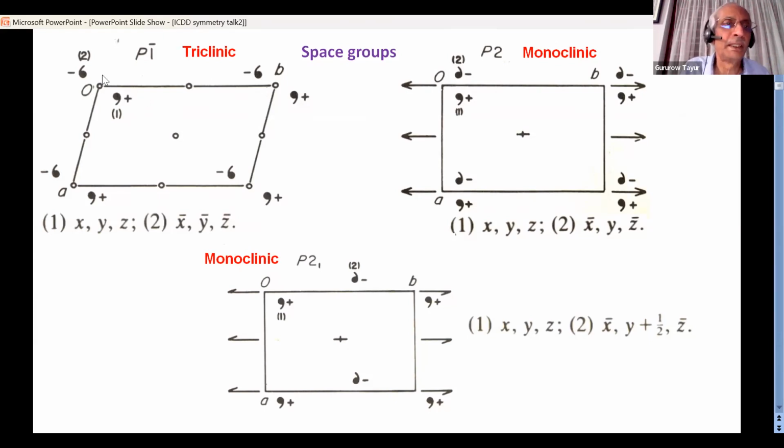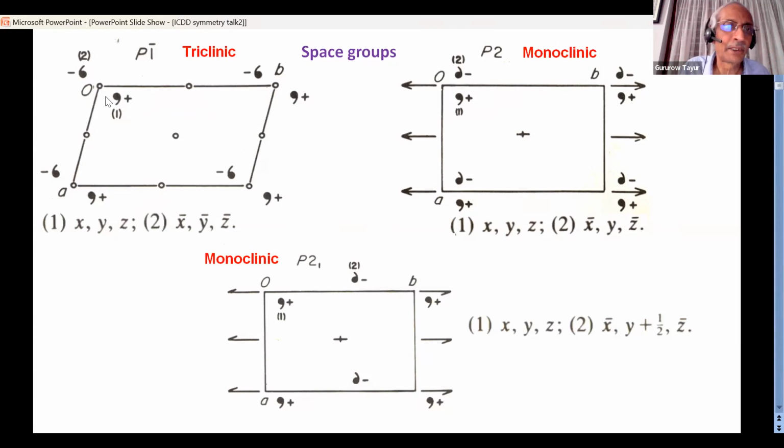So we therefore see that there is an equivalent point, there is a center of symmetry at 0, 0, 0. An additional center of symmetry gets created here. Likewise, additional centers of symmetry get created along this: half, 0, 0; 0, half, 0; 0, 0, half; and so on. All these are independent centers of symmetry.